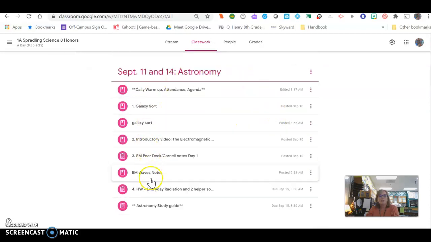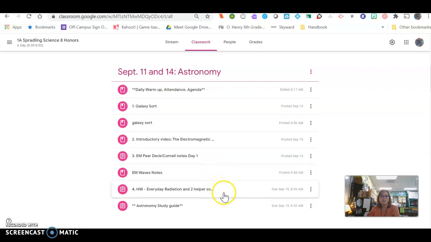So today we're going to go through everything that we're going to be doing in Google Classroom. You can see here we have our daily warm-up and agenda. We then are going to do a galaxy sort. If you were in class, you have some takeaways from a Pear Deck. Then we're going to watch a video over the electromagnetic spectrum. And then we're going to do some notes in Pear Deck, which we do have takeaways for here on the different types of electromagnetic waves. And I'll talk a little bit longer in this video about them.